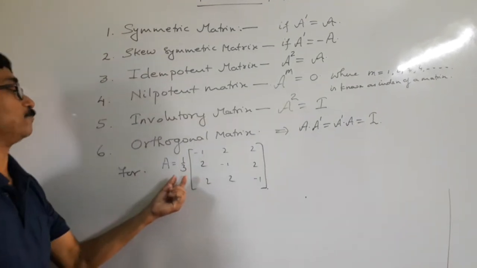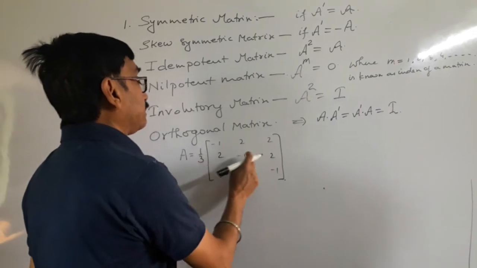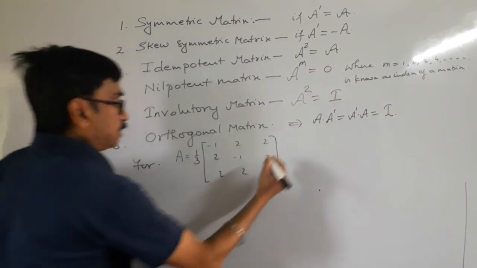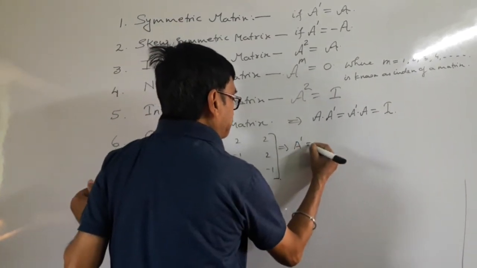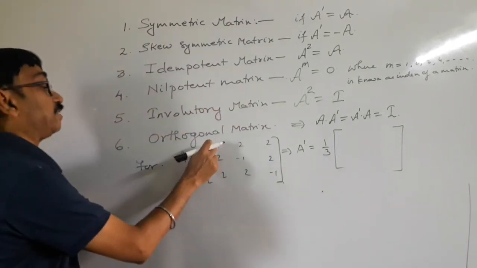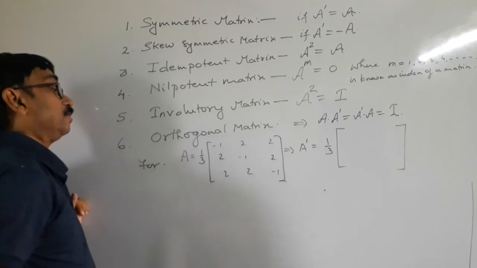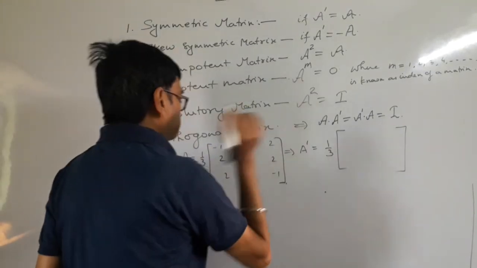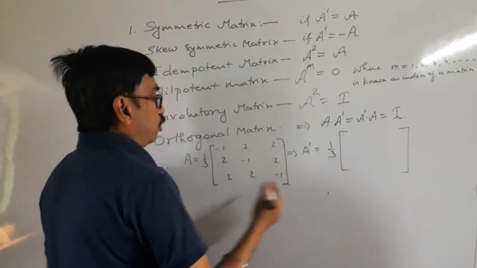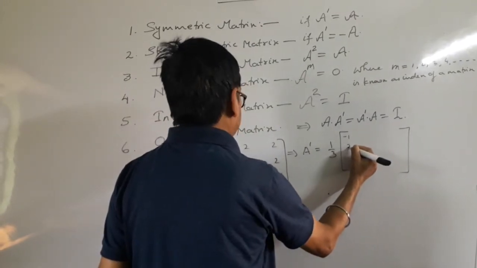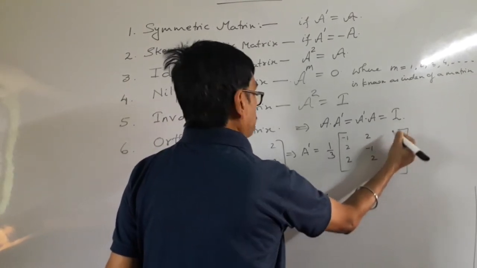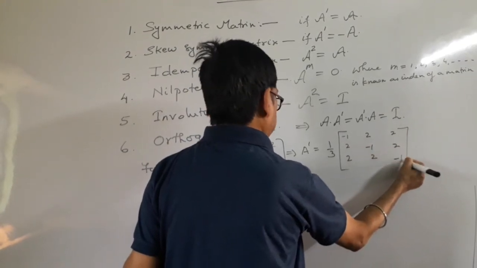A equals 1 by 3, minus 1, 2, 2, 2, minus 1, 2, 2, 2, minus 1. Now we are going to take the transpose of this matrix. This fraction coefficient 1 by 3, don't take it as minus 1 by 3, 2 by 3, 2 by 3, 2 by 3. Just write 1 by 3 as such and reverse the elements, interchange the rows and columns. Minus 1, 2, 2, 2, minus 1, 2, 2, 2, minus 1.